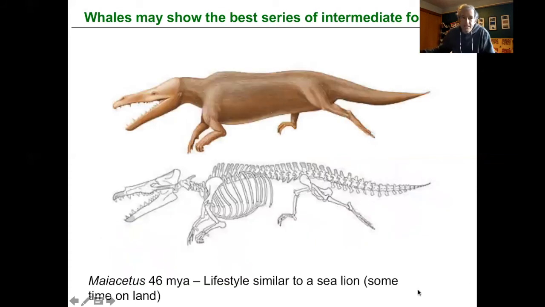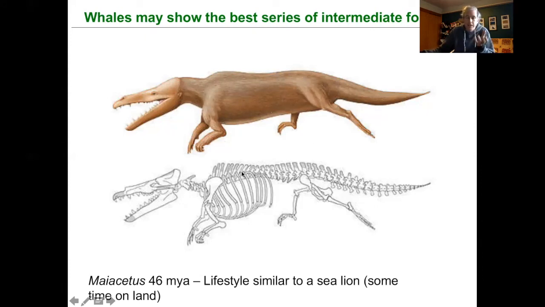After Pakicetus, we get this next species called Myocetus. It has moved on from Pakicetus a bit. It still has proper forelimbs. The fossils of it still include some hair. It still has full hind limbs. Its skeleton still has a pelvis.